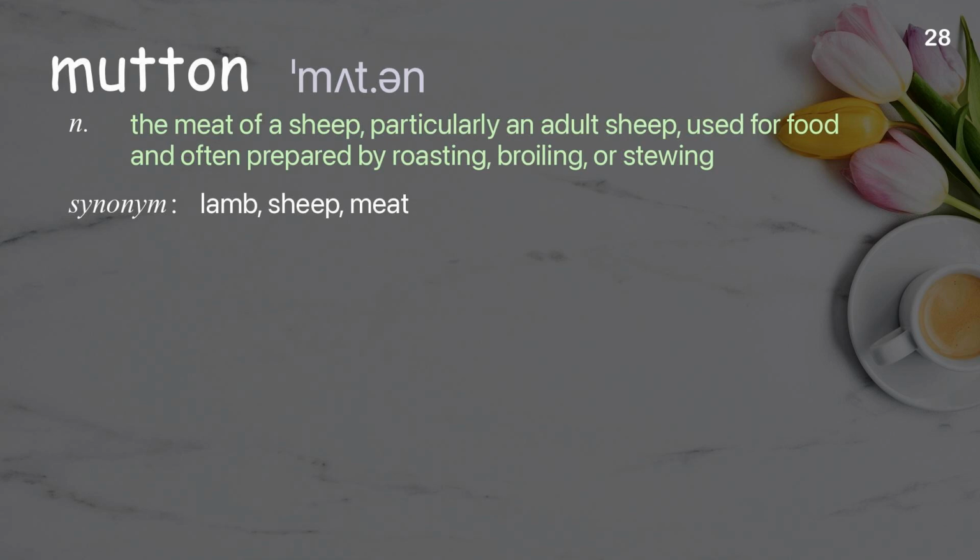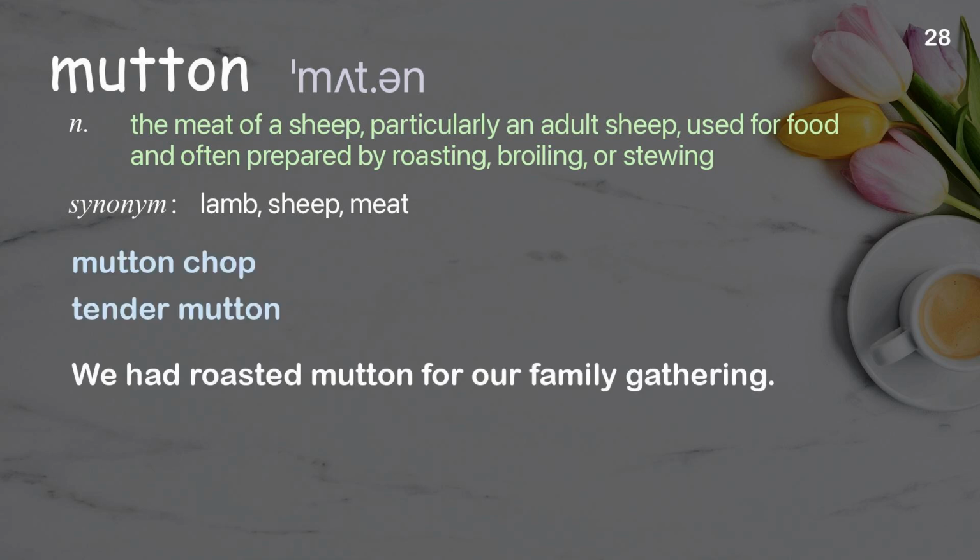Mutton. The meat of a sheep, particularly an adult sheep, used for food and often prepared by roasting, broiling, or stewing. Examples: Mutton chop. Tender mutton. We had roasted mutton for our family gathering.